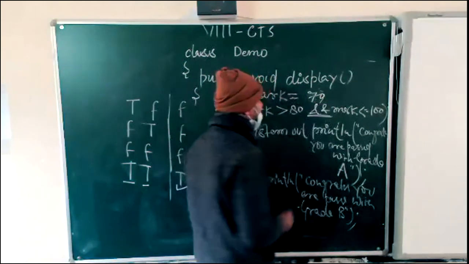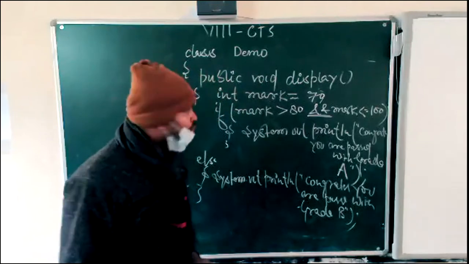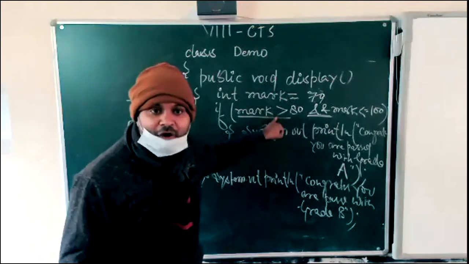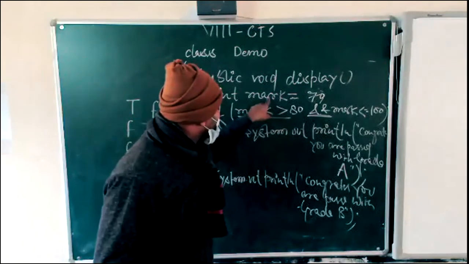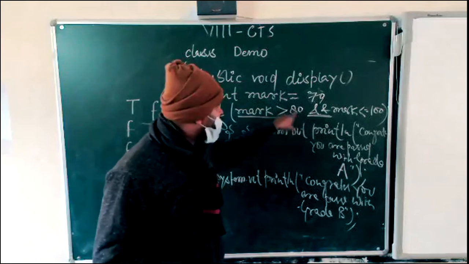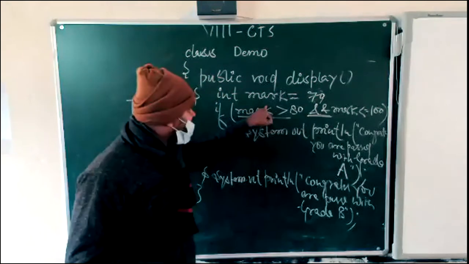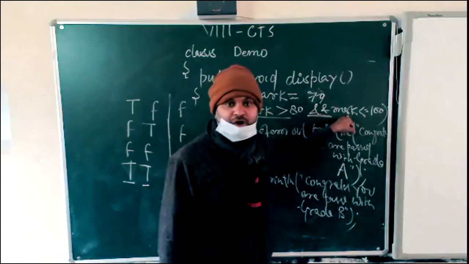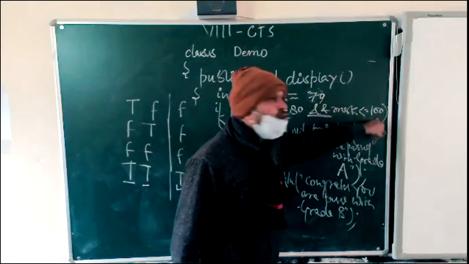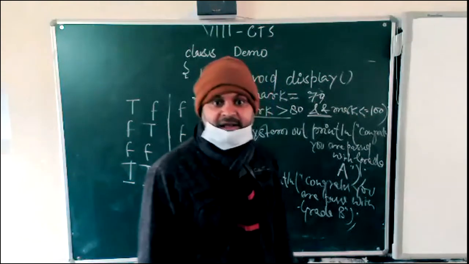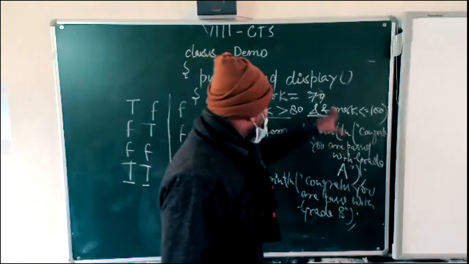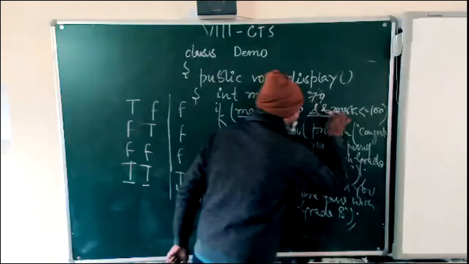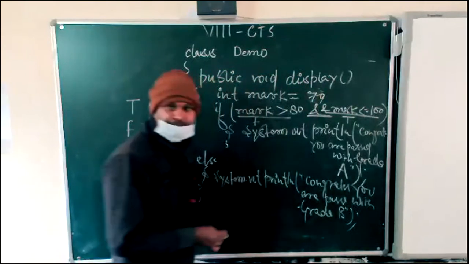One more example to check. 70 only. I have taken only 70. What about the first condition? First condition got false, isn't it? Because that mark is not greater than 80, it is 70 only. So first condition got false and second condition is getting true because 70 is less than equals to 100. So you can say first one is false and the second statement is true.